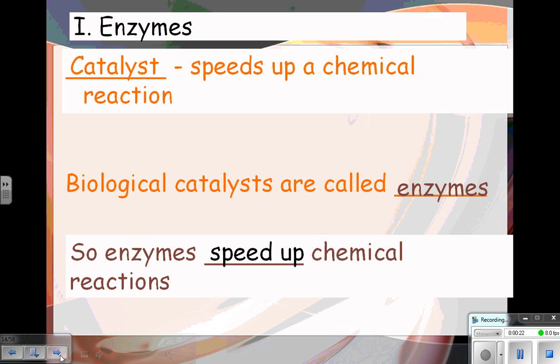So the chemical reaction could occur without the enzyme, but it would happen so slowly that it would just not happen fast enough for you to continue living.